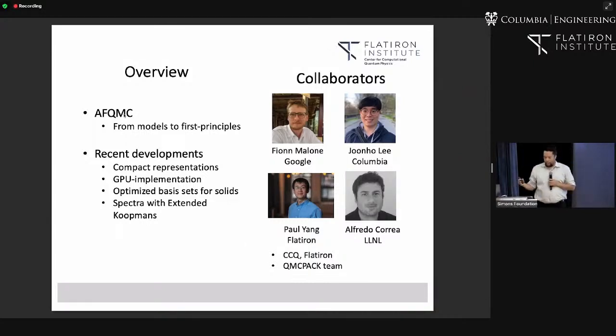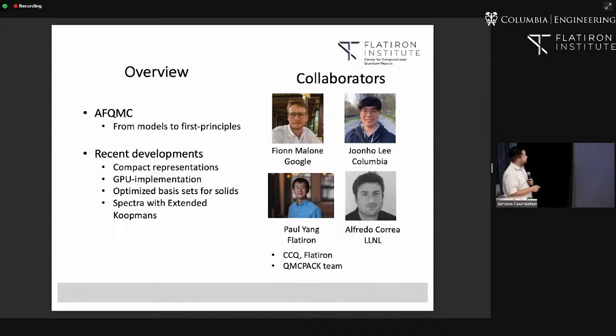And hopefully I get to convince you in this talk that it is a very interesting idea, a very accurate method, and hopefully would become a method of choice, or at least in the tool bag of methods of choice for the study of correlated materials.